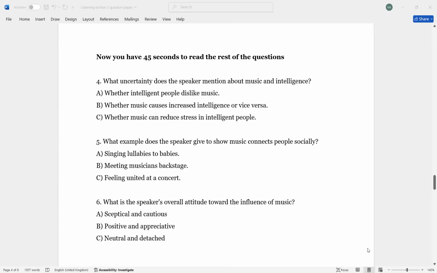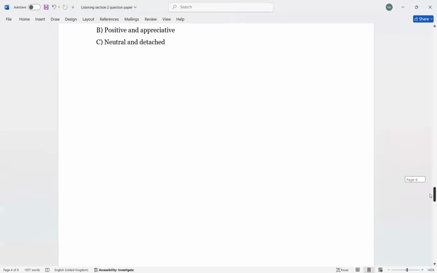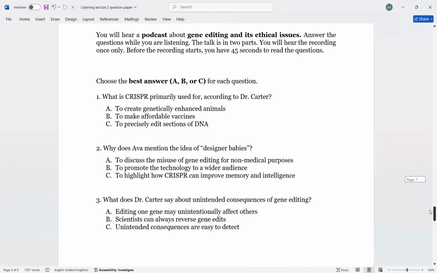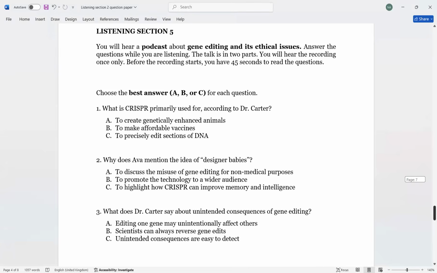You will hear a podcast about gene editing and its ethical issues. Answer the questions while you are listening. The talk is in 2 parts. You will hear the recording once only. Before the recording starts, you have 45 seconds to read the questions.